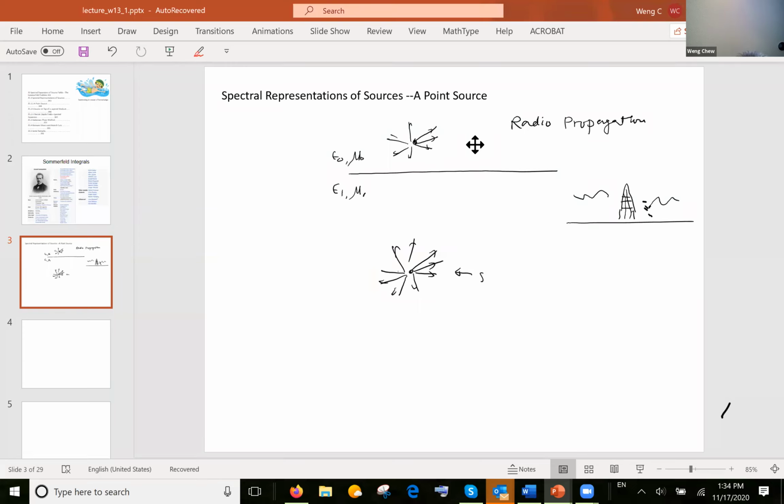Okay, this usually we know is a spherical wave. We'd like to convert this spherical wave into summations of plane waves and evanescent waves. Okay, how do we do that? To do this, we have to use the Fourier transform technique.